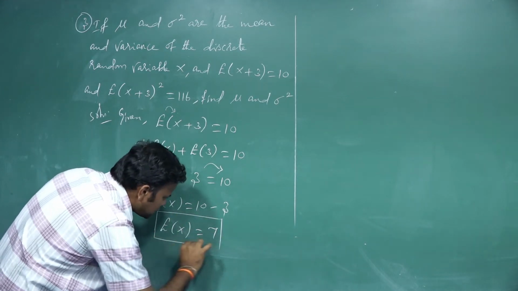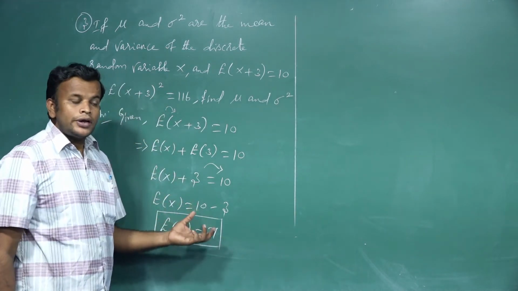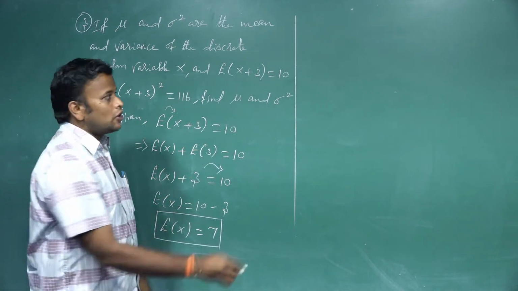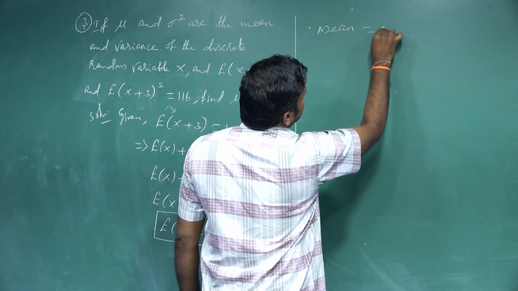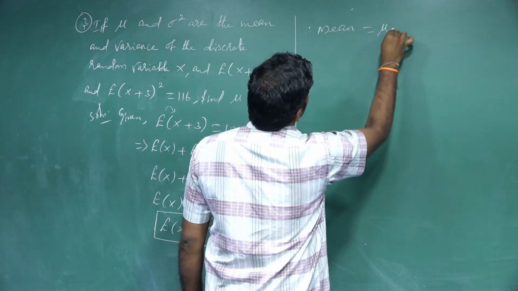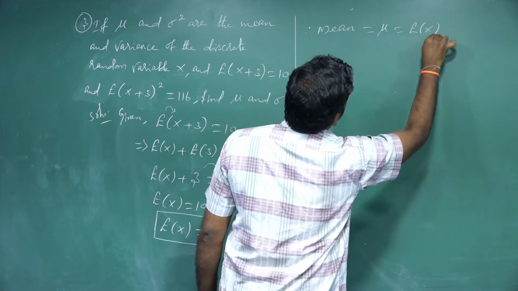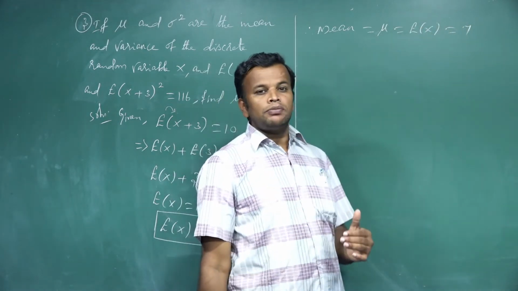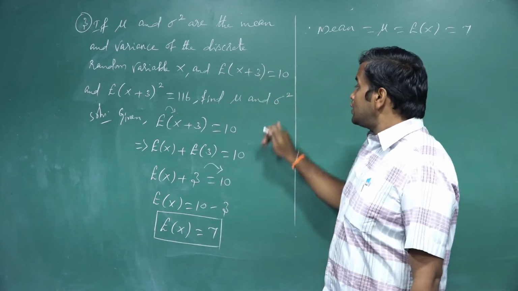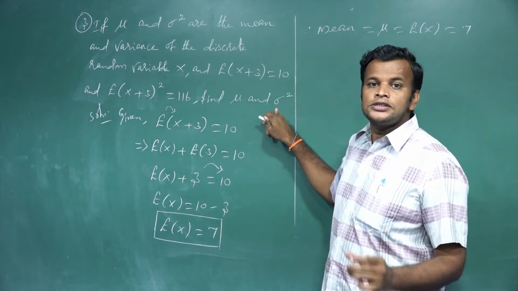This E of X is nothing but the mean or average, and the symbol is mu. Therefore, mean, or the symbol mu, or E of X, all are the same. The value is 7. So finding the first one, the mean, is over. Next, to find sigma square. Sigma square is the variance.